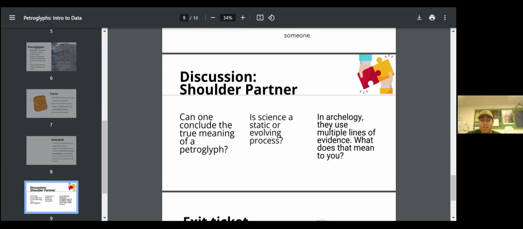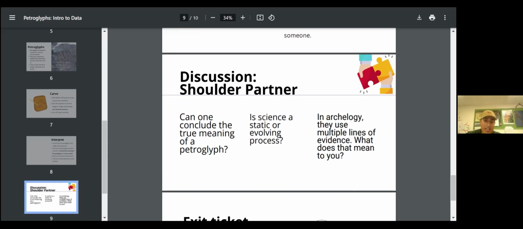So the next thing after that was discussion with a shoulder partner. So this was time for their reflection. These are the three questions I put on the screen: can one conclude the true meaning of a petroglyph? Is science a static or evolving process? And in archaeology, they use multiple lines of evidence. What does that mean to you? And I gave them like 3 minutes to talk it out with the shoulder partner, and then I cold called on them once again.